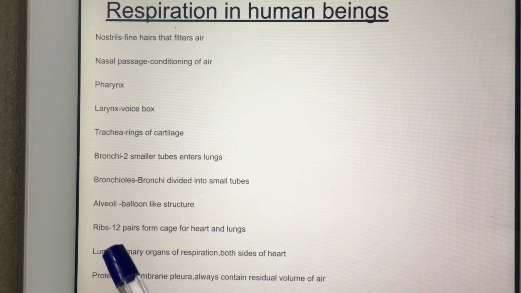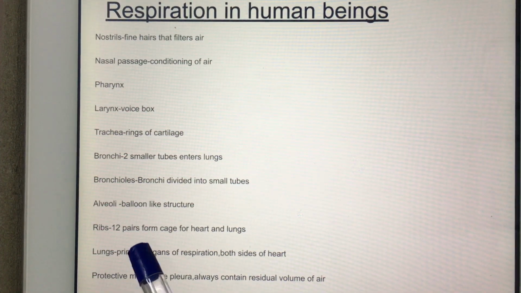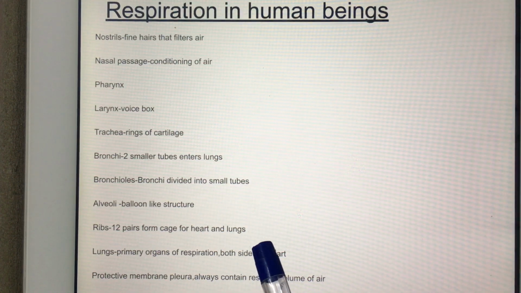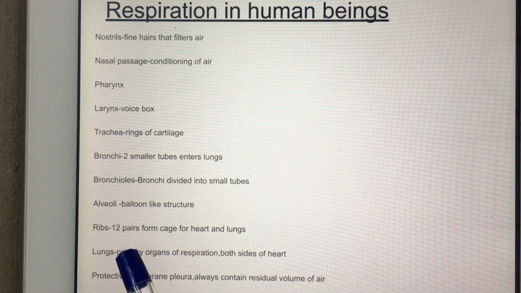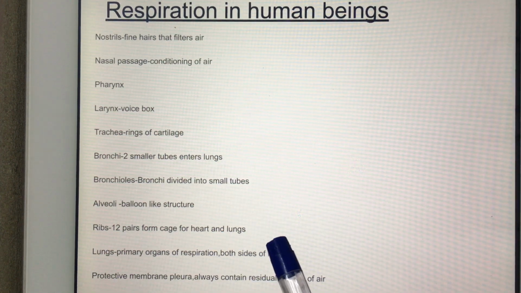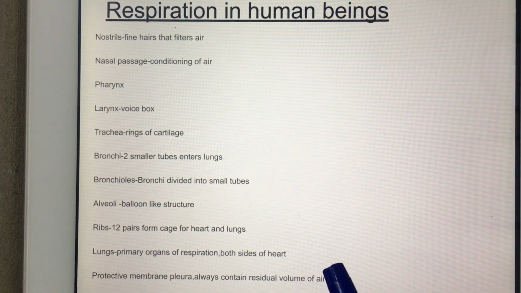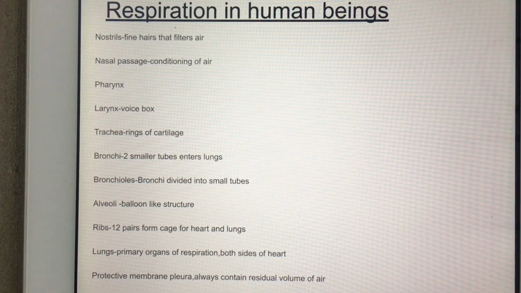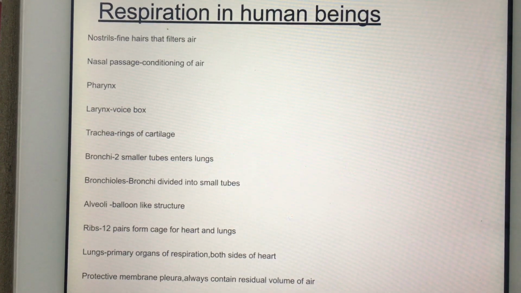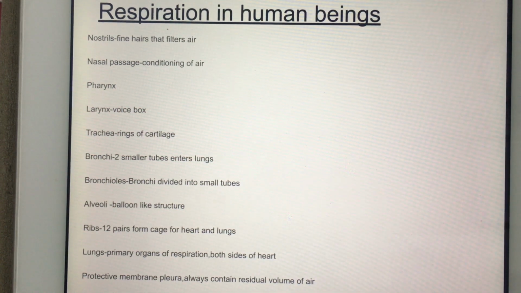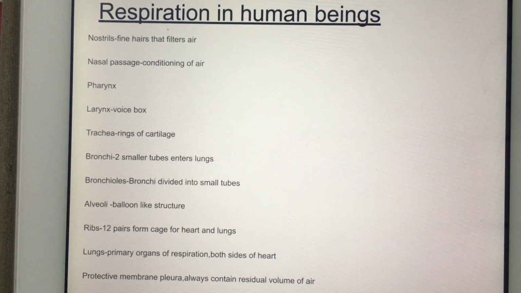Then there are ribs. There are 12 pairs of ribs which protect our heart and lungs. During inhalation and exhalation, the contraction and relaxation of these ribs plays a great role. Now the lungs are found on both sides of the heart. Then there is a protective membrane called pleura. The residual volume of air is present in the lungs, which means air is always present in the lungs, whether we are inhaling or exhaling. It is known as residual volume of air, so that the exchange of gases does not stop.